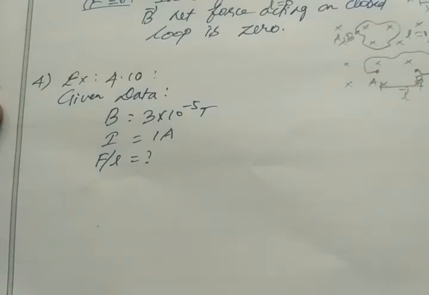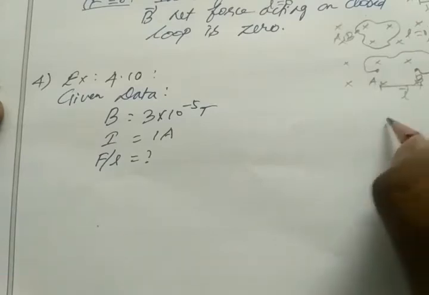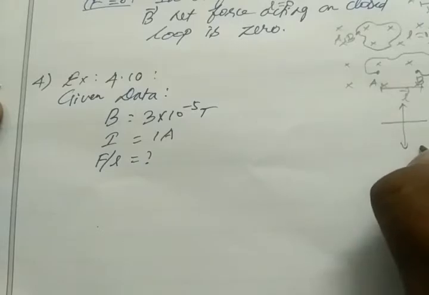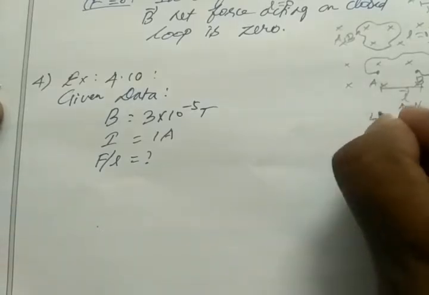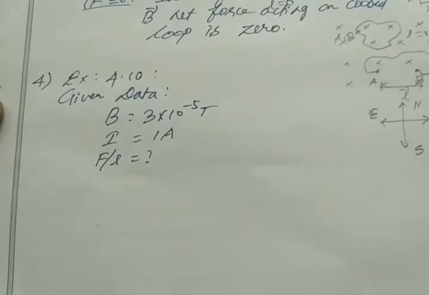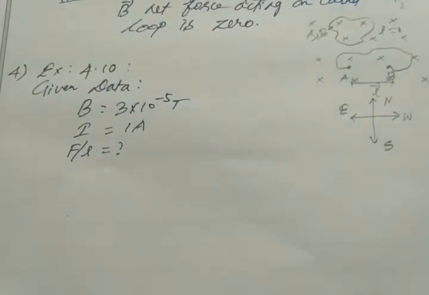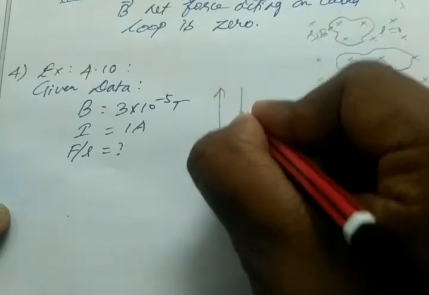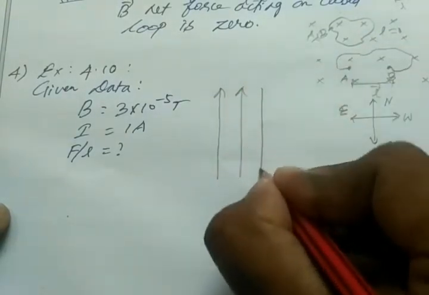Option A: the current carrying conductor is placed from east to west. It is given that the magnetic field is from geographic south to geographic north. So which is south? If I take a map, for our assumption we take this as south, this as north, east, west. It is given that my magnetic field is from geographic south to geographic north, so this is the direction of the magnetic field, south to north. Clear?